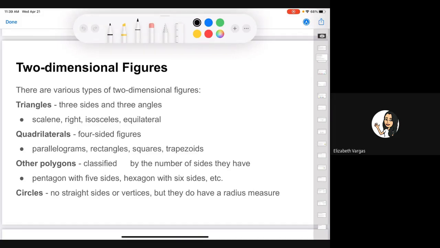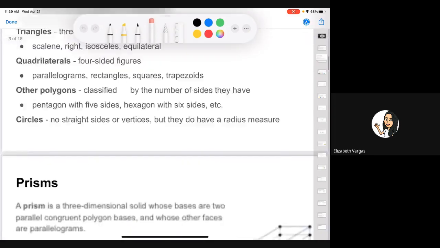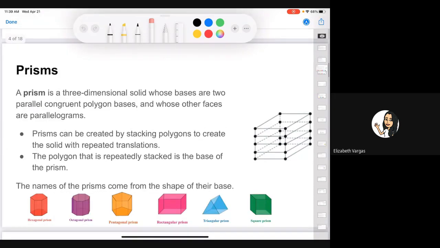We were able to classify polygons by the number of sides they have. For example, a pentagon has 5 sides, a hexagon has 6 sides, etc. And then lastly, we looked at circles. Circles are basically a figure with no straight sides or vertices, but they do have a radius and measures. All these things we've worked through so far, and now we're going to get into 3-dimensional figures.